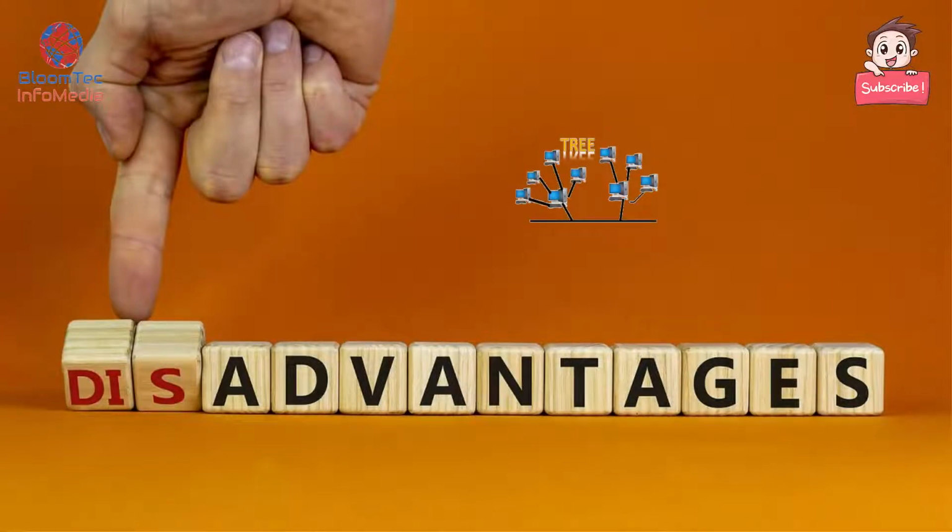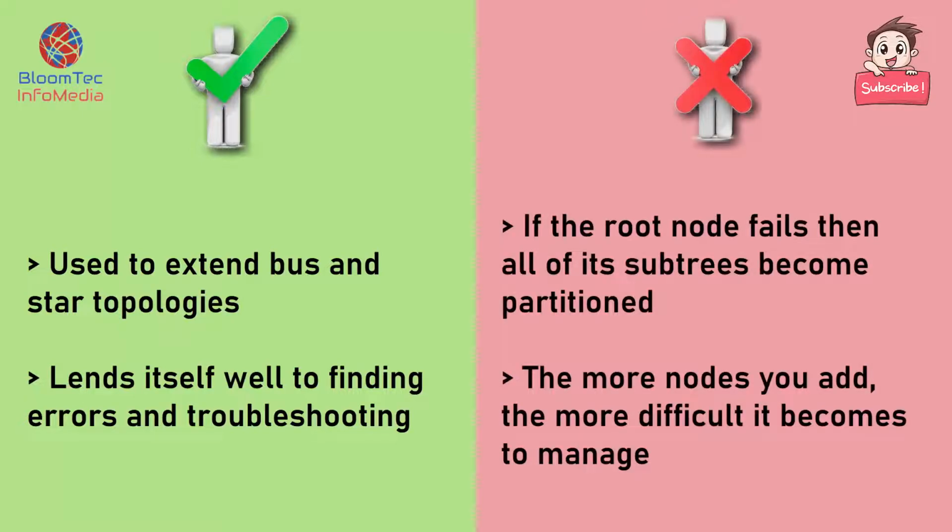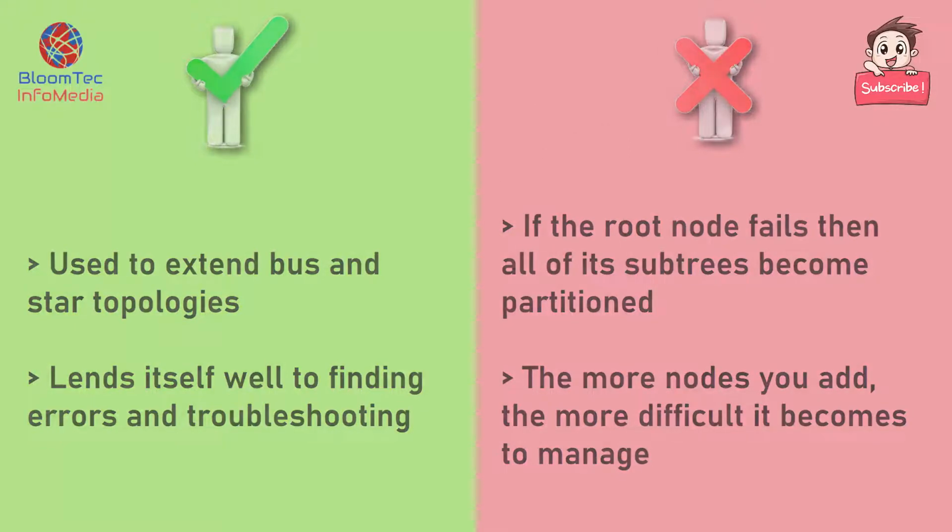Advantages and disadvantages. Used to extend bus and star topologies. Lends itself well to finding errors and troubleshooting. If the root node fails, then all of its subtrees become partitioned. The more nodes you add, the more difficult it becomes to manage.